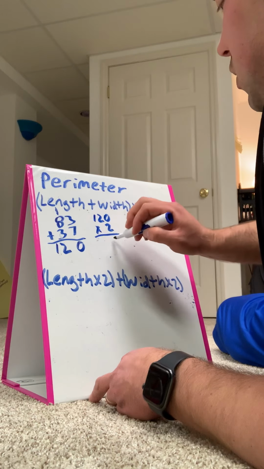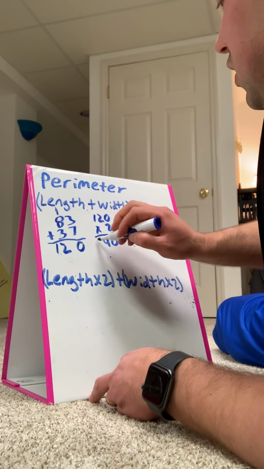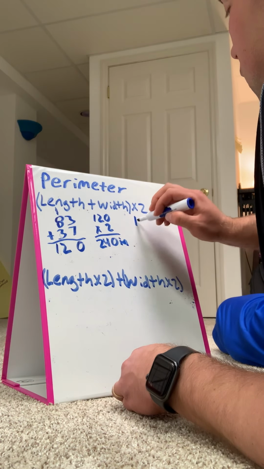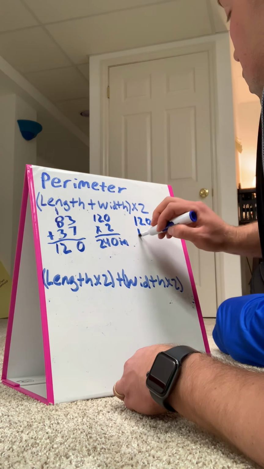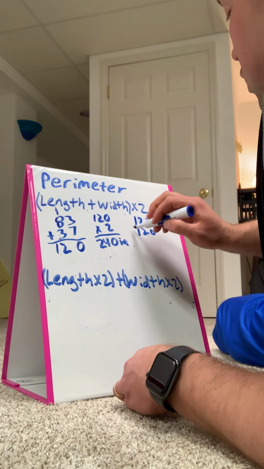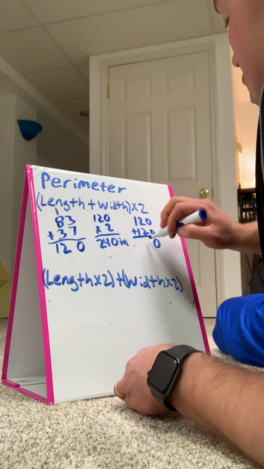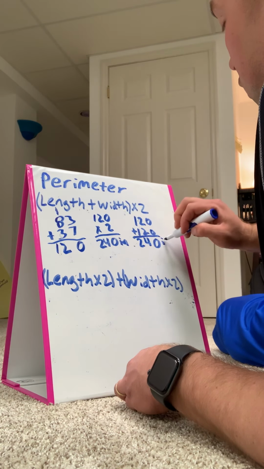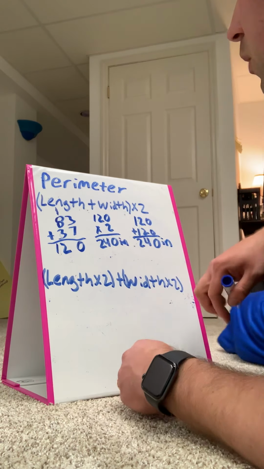Okay, so 0 times 2 is 0. 2 times 2 is 4. 2 times 1 is 2. So 240 inches. Or if you prefer, because all you're doing is doubling, you could just double the number straight up. 120 plus 120. If you feel more comfortable this way, 0 plus 0, 2 plus 2 is 4, 1 plus 1 is 2. So if you feel more comfortable just doubling this way, that's fine too. Either one of these definitely works.